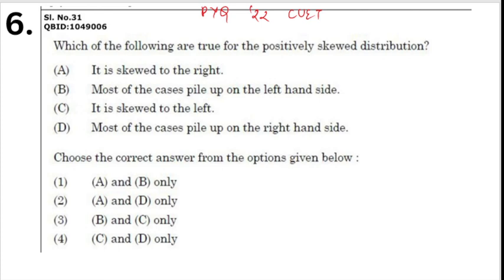Of the following, which are true for a positively skewed distribution? We know what is positively skewed. We know the skew is for the tail. So if a distribution is positively skewed, the tail would look somewhat like this. This is the positive side, this is the negative side. So it is skewed to the right. Most of the cases pile up on the left-hand side. Yes, we can see that. It is skewed to the left.